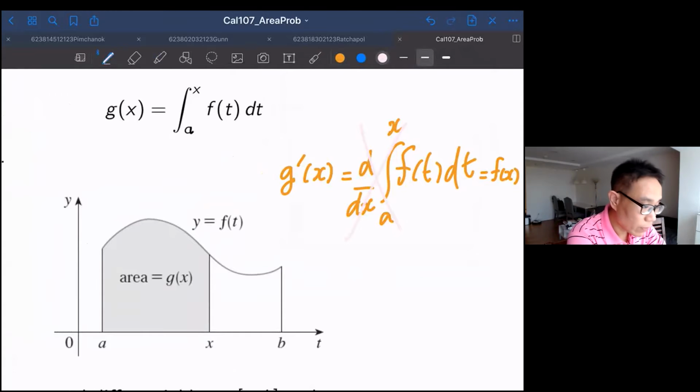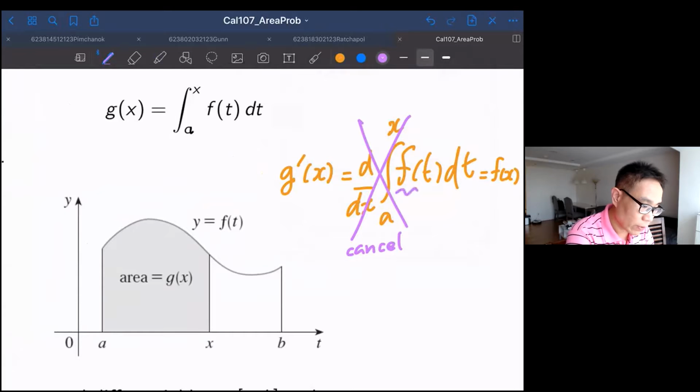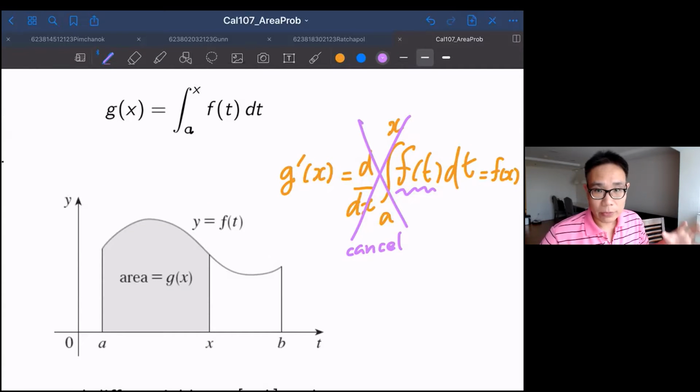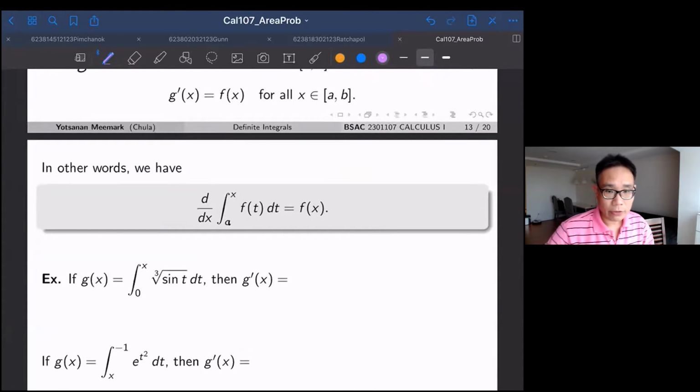The integral cancels, so you have only f(x) left. Sometimes this is called differentiating under the integral sign. In other words, we have d/dx of the integral from a to x of f(t) dt equal to f(x).